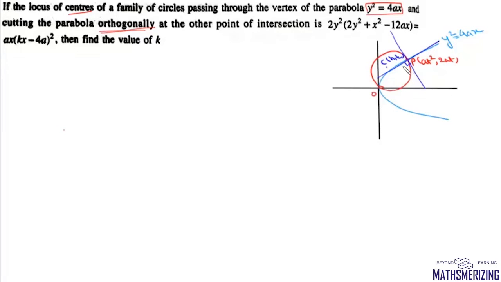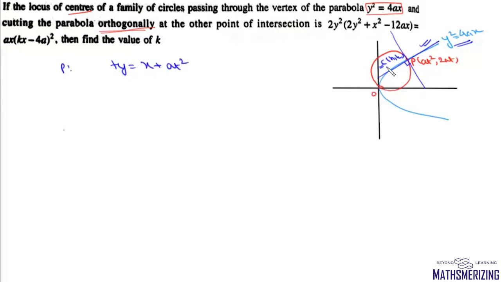Now since the angle between the tangents is 90 degrees, it simply means the tangent to this parabola at this point P will actually be a normal to this circle. So the center of this circle will lie on the tangent drawn at this point P. So for this parabola, we'll write the equation of tangent at this point P. At this point P, the equation of tangent is given by ty equals x plus at square.